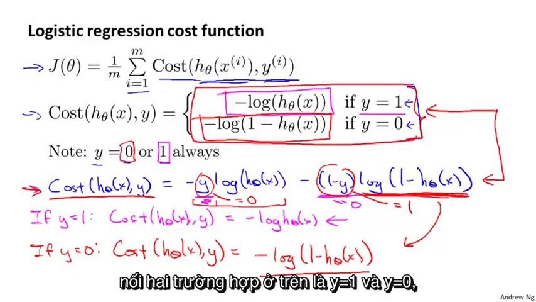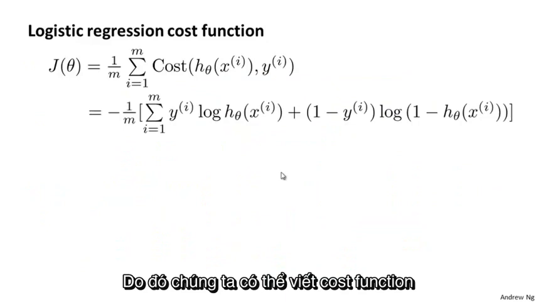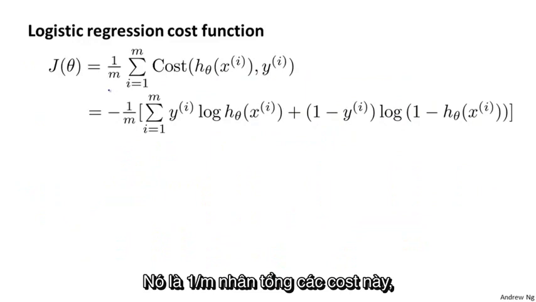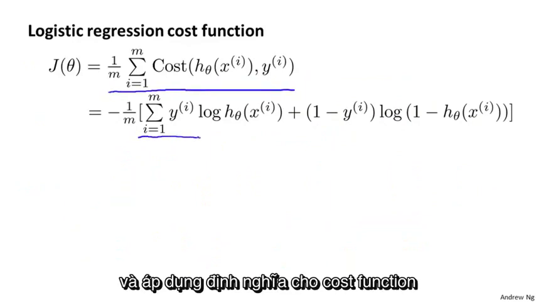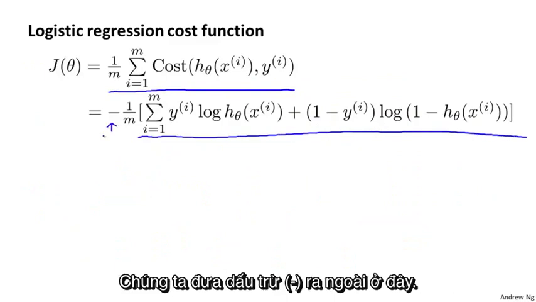So this shows that this definition for the cost is just a more compact way of taking both of these expressions, the cases y equals 1 and y equals 0, and writing them in a more convenient form with just one line. We can therefore write out our cost function for logistic regression as follows. It is this 1 over m of the sum of these cost functions, and plugging in the definition for the cost that we worked out earlier, we end up with this, and we just brought the minus sign outside.